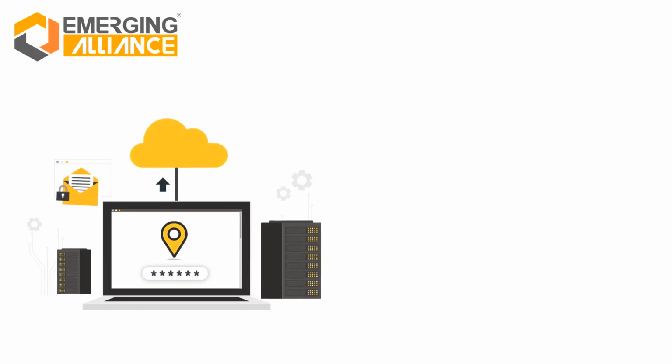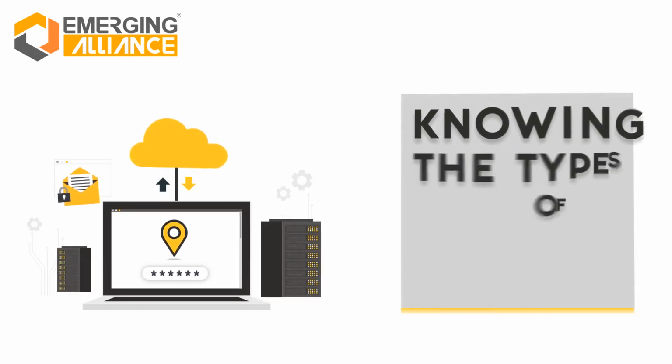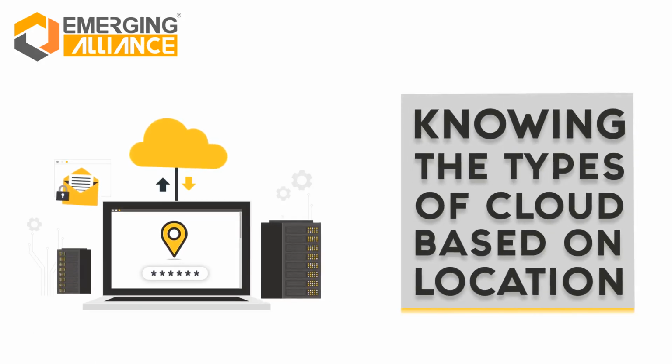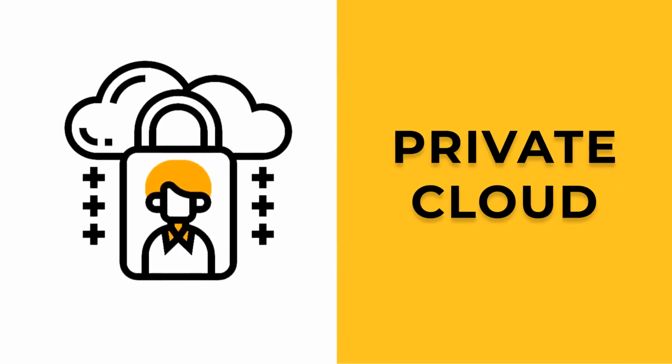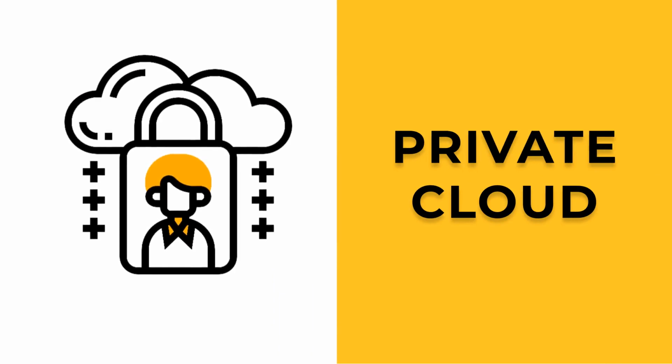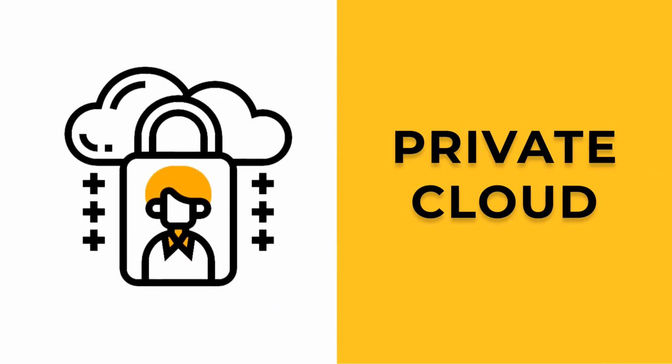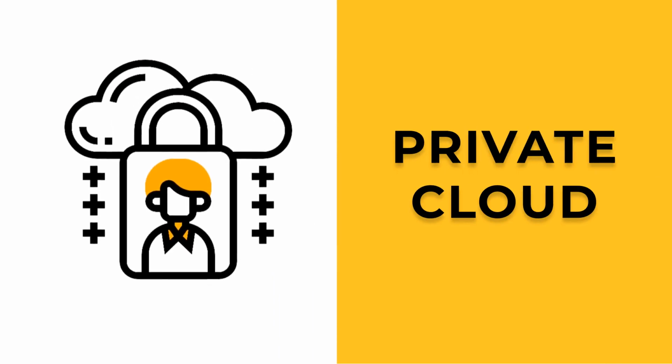In this video, you will get to know in detail about the types of cloud based on location. Cloud classification is based on the location and on the service offered by the cloud. Based on the location, cloud is classified into four types. 1. Private cloud. All computing infrastructure is hosted by one person and not shared. In a private cloud network, the security and control level are very high.